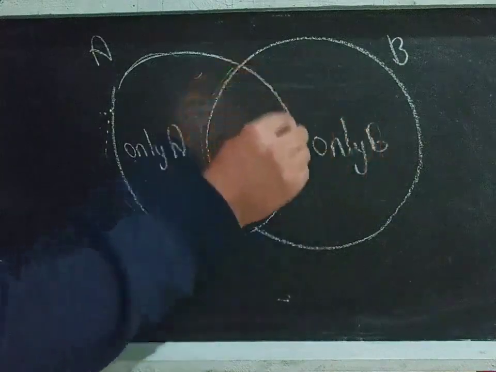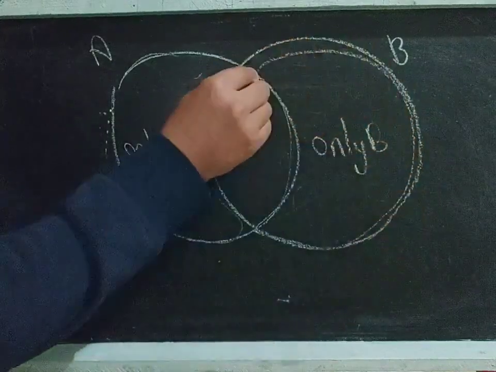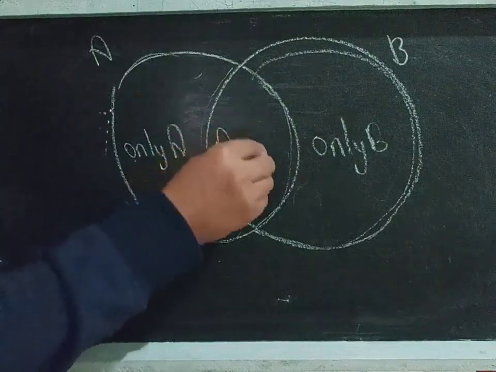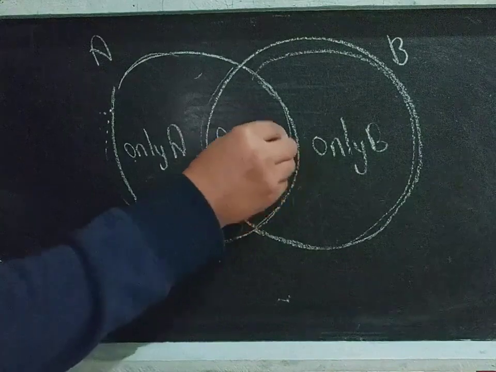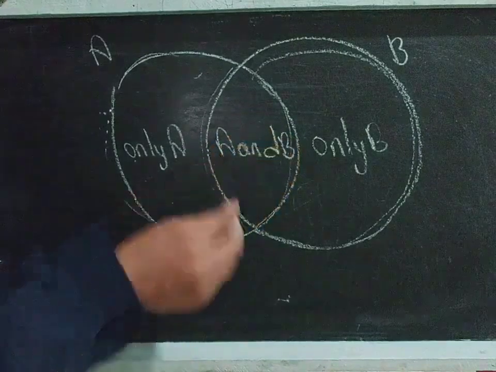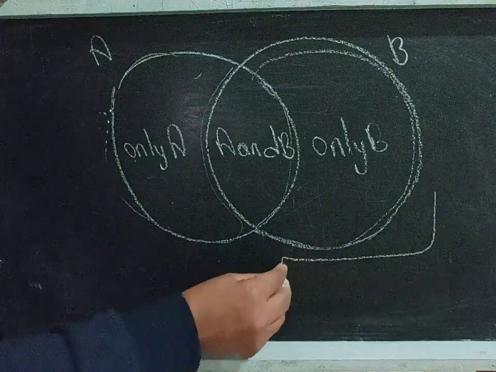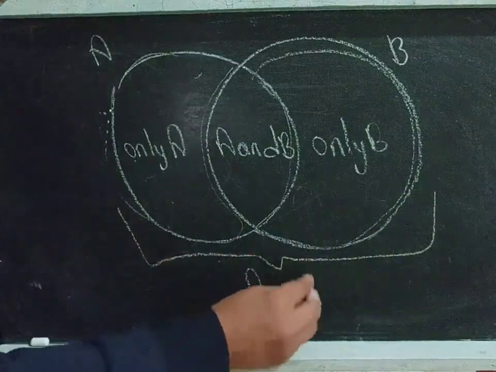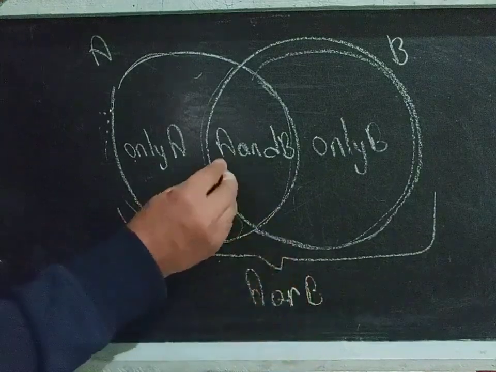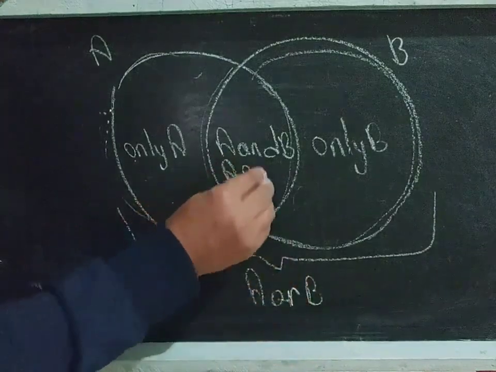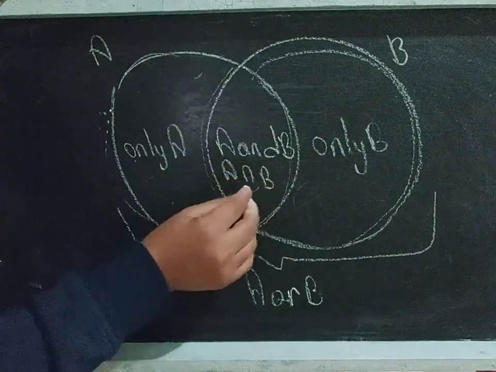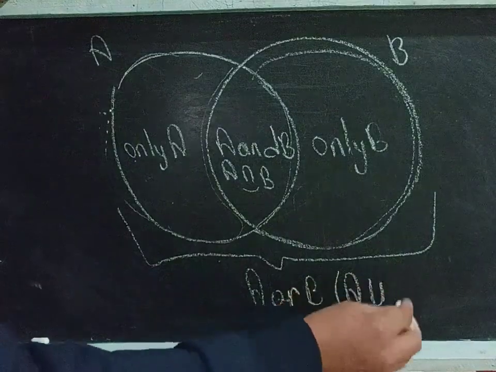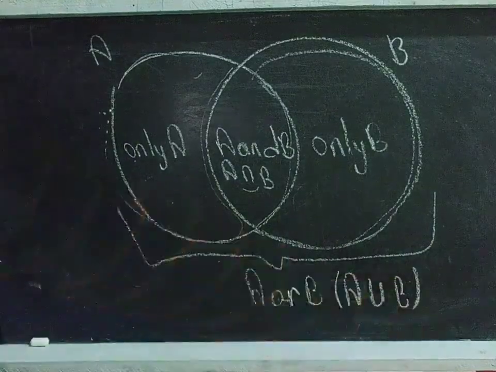So this part is A and B. Right, so all together they will be A or B. Remember, this one could be written as A, the symbol, and B, and this one could be written as A union B.